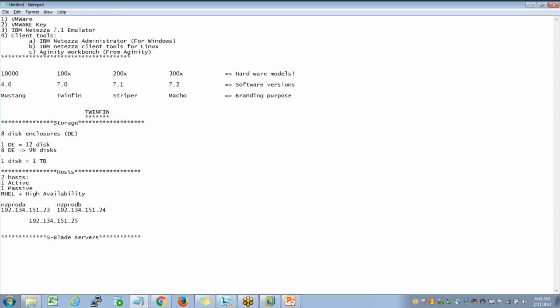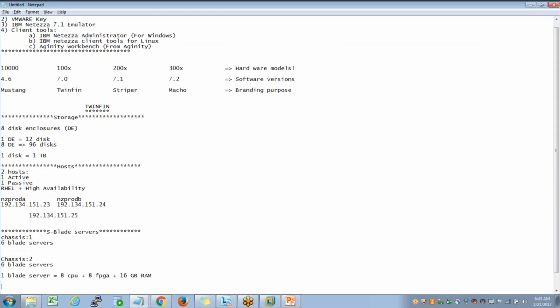What I have on the bottom is chassis 1 and chassis 2. In each chassis I have 6 blade servers. One blade server is nothing but 8 CPU plus 8 FPGA plus 16 GB RAM. These are the initial Twin Fin architecture.